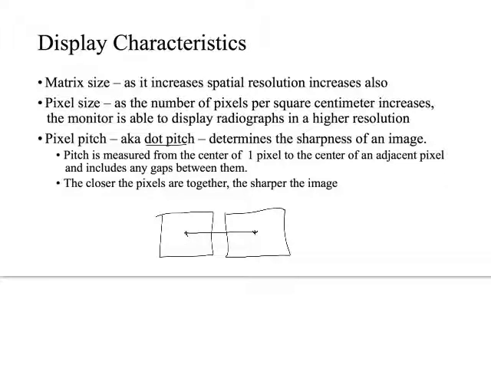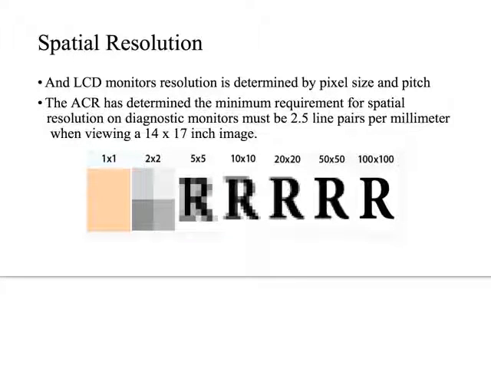And it's going to determine the sharpness of the image. Of course, the closer the pixels are together, the sharper the image. So that may seem a little bit vague, so let's go ahead and represent that and get down to a little bit more depth with it. And like I said, LCD monitors have a higher resolution than the cathode ray tube, and that resolution is going to be determined by pixel size and pixel pitch.